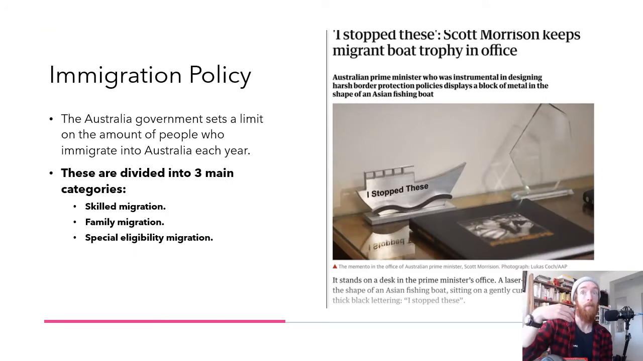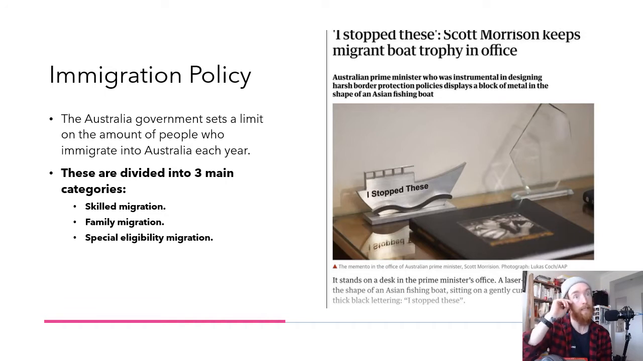So immigration policy is all about people coming from overseas into Australia throughout the year, and the Australian government sets a limit on the amount of people who can migrate into Australia each year. So there's a finite amount of people who are allowed to come into Australia. So these are divided into three main categories, which we'll go through in detail. Well, two of them we'll go through in detail. One's pretty much self-explanatory once you get to the description of it. But there's skilled migration, family migration, and special eligibility migration.